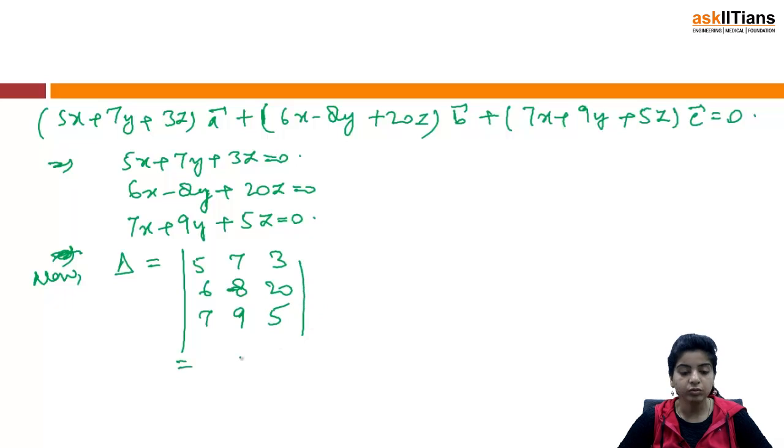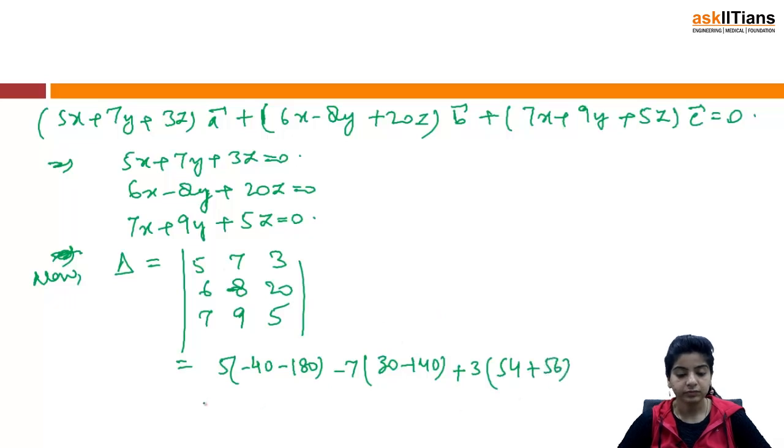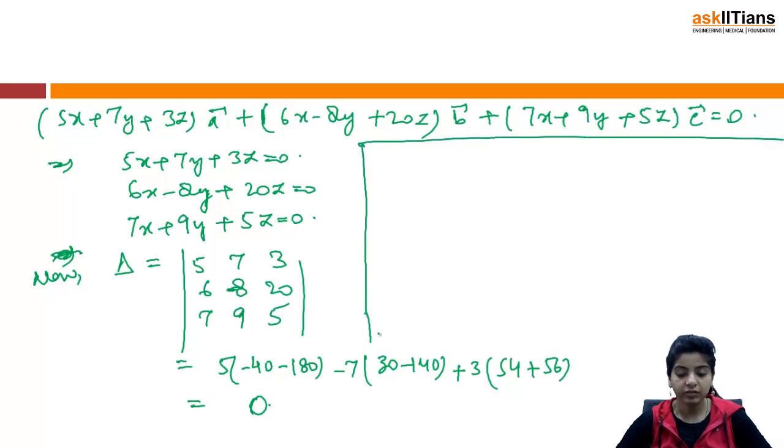So this would be equal to, let's calculate, 5 into (minus 40 minus 180) minus 7 into (30 minus 140) plus 3 into (54 plus 56). If you solve this out, you will get it as 0. So what does that mean? We are getting the determinant as 0.